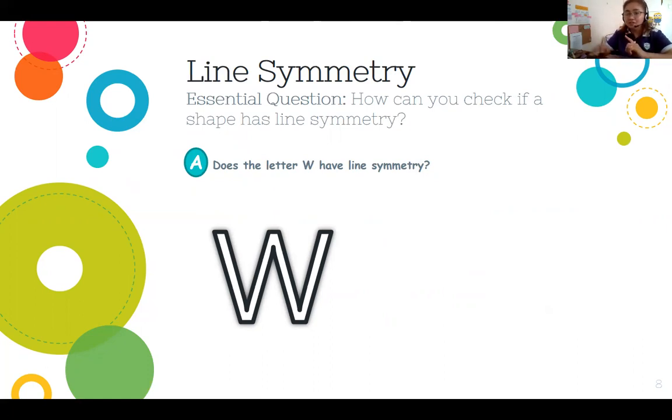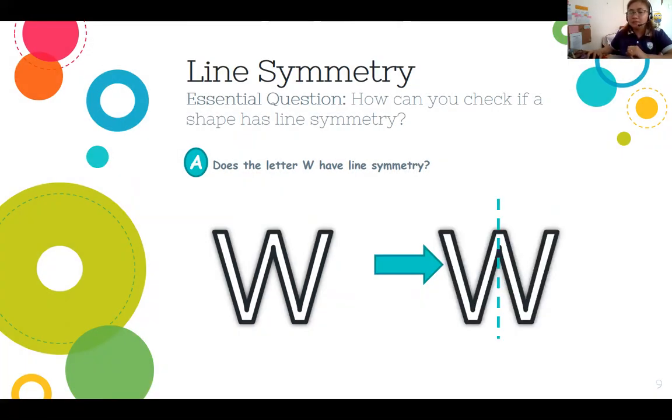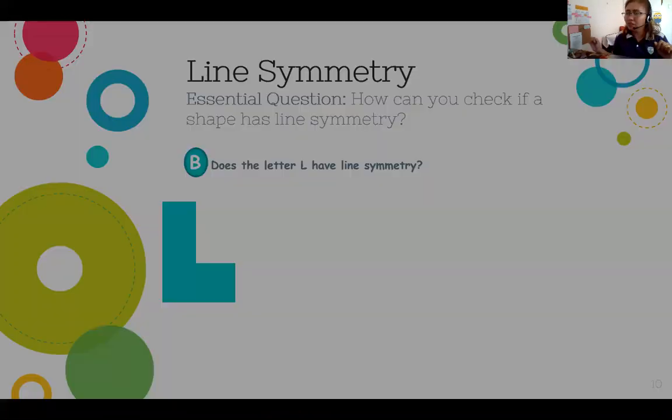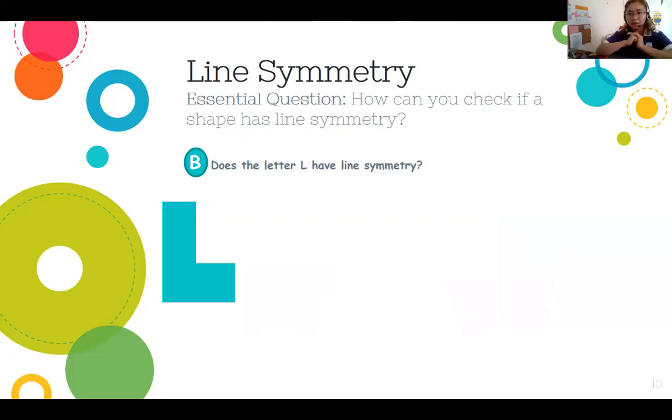The correct answer? It should be the vertical line. So as you see, if you will draw a vertical line along that space in between those two V's of letter W, you will have these two sets, this left portion and right, combined or folded together along that line, which will match exactly together. Another one would be letter L.